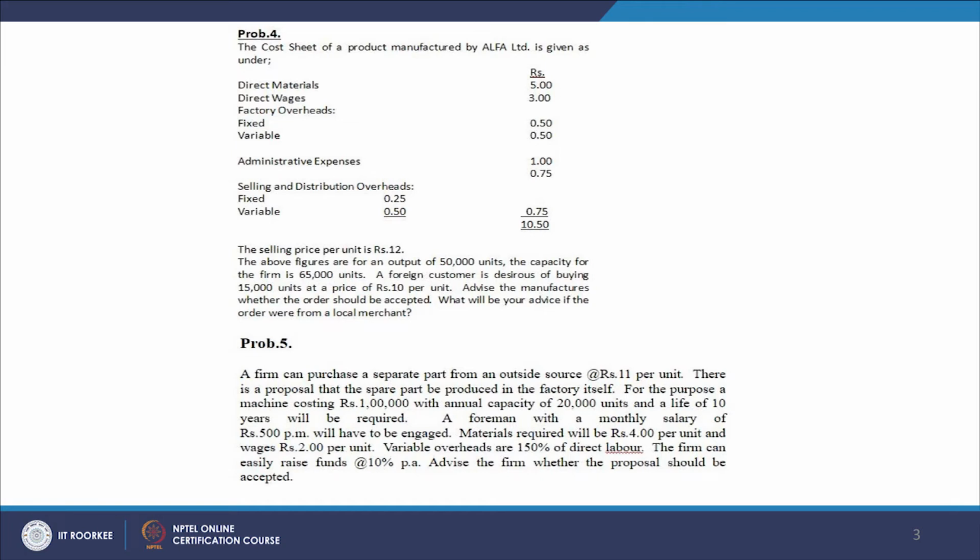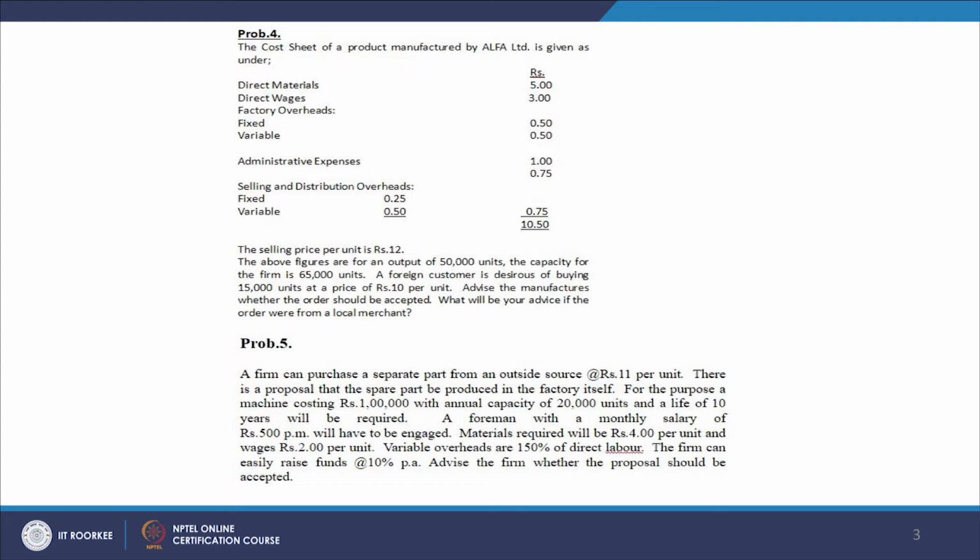Accepting or rejecting an order from a foreign buyer. Here we are given the cost sheet of the product manufactured by Alpha Limited. This is the cost sheet of this product given to us as under.